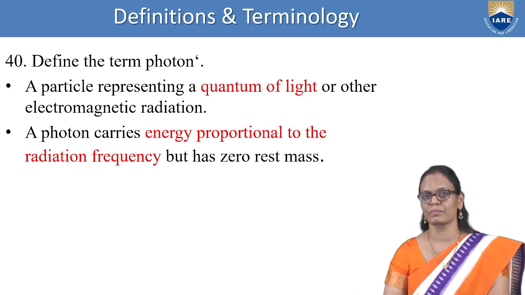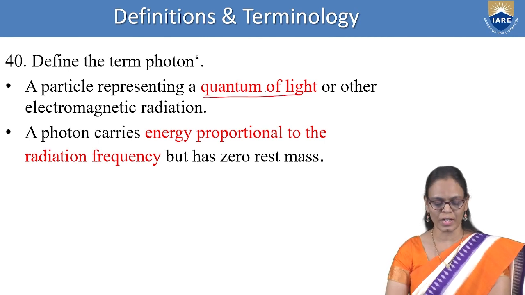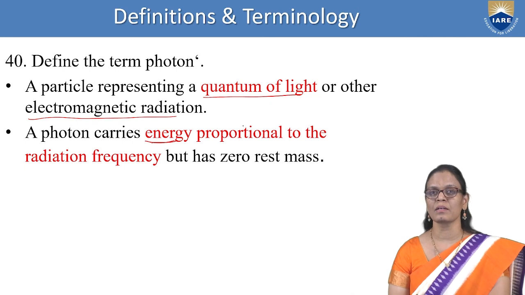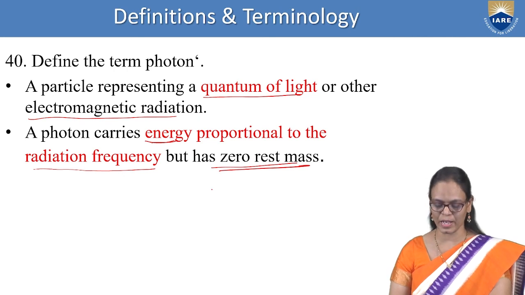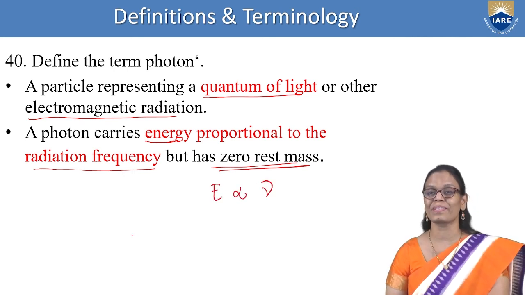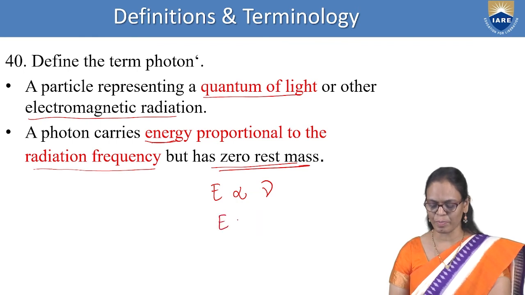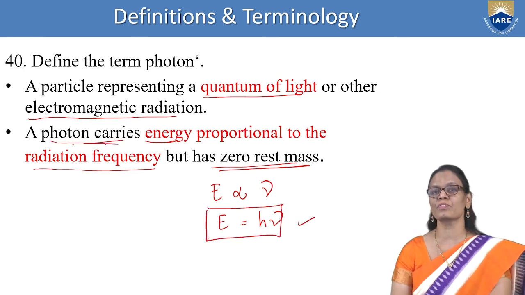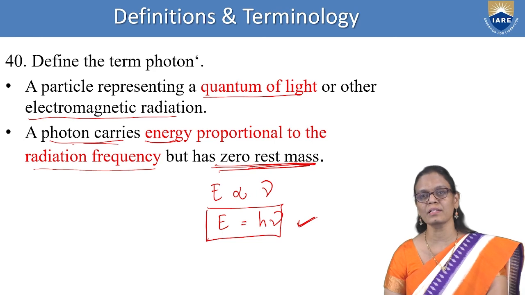Now define the term photon. A particle representing a quantum of light or other electromagnetic radiation. So we are calling it a photon. A photon carries energy proportional to the radiation frequency but has zero rest mass. That is what we have seen. Energy is proportional to the frequency of the radiation, and we put a proportionality constant h which was given by Planck, and we write E is equal to h nu. So the energy of the photon is E is equal to h nu, but the rest mass of this photon is 0.